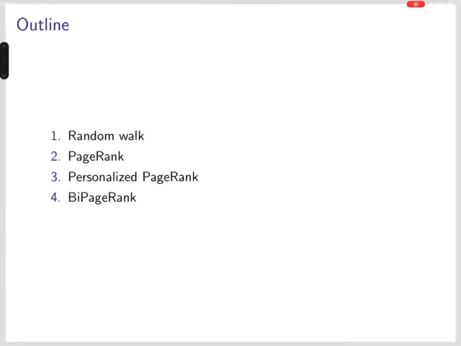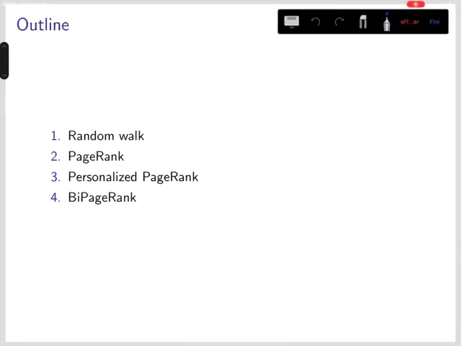So we first talk about random walk in a graph, then we'll define and see the basic properties of PageRank. Then we talk about a personalized version of PageRank and BiPageRank, which is a version adapted to bipartite graphs.